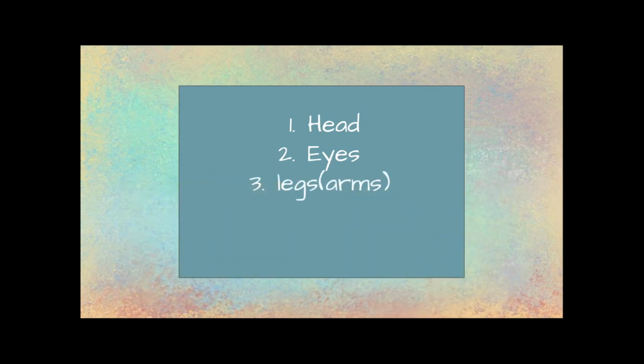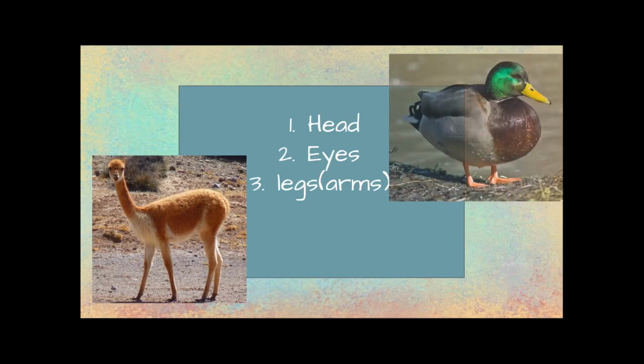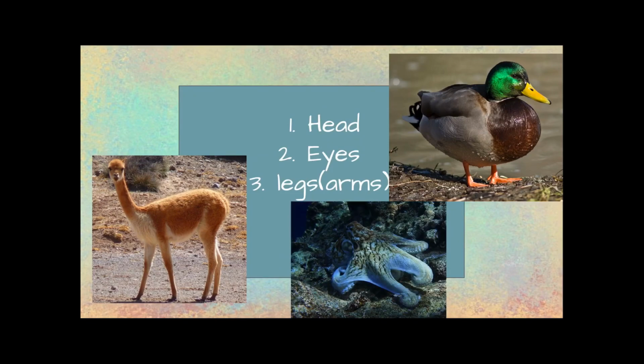There are also arms and legs, or legs and arms. Those things are going to be like the legs on this animal, or the legs on this animal. But think about humans. We have arms and legs, so we have 4. But this octopus has tentacles, and it has 8.